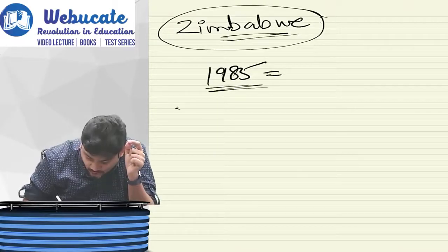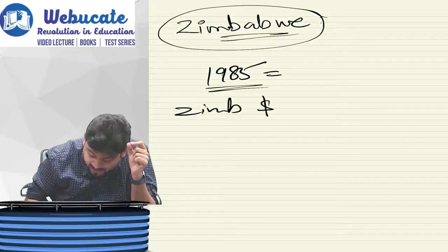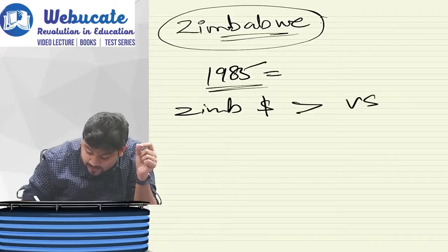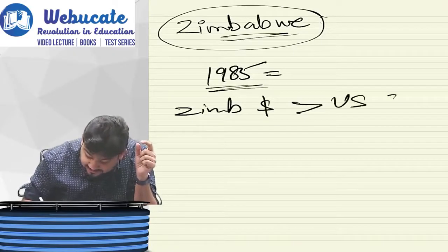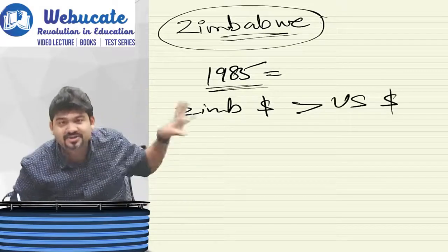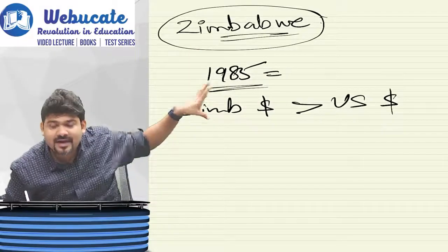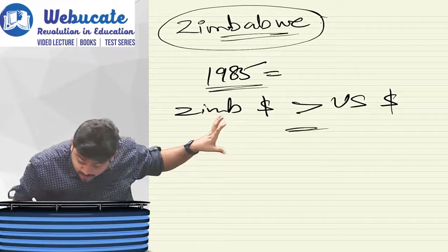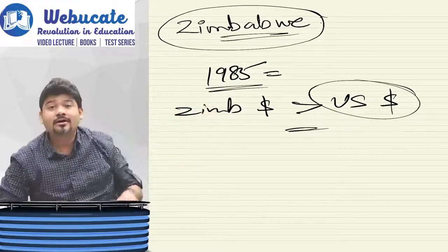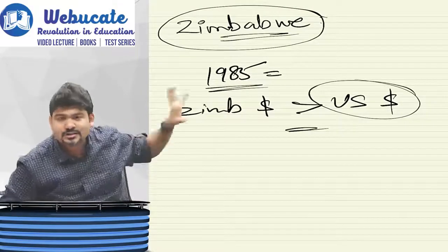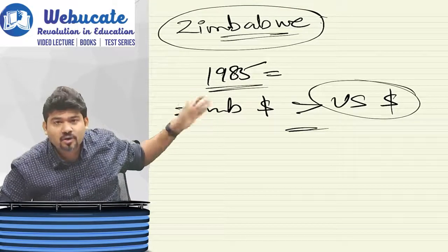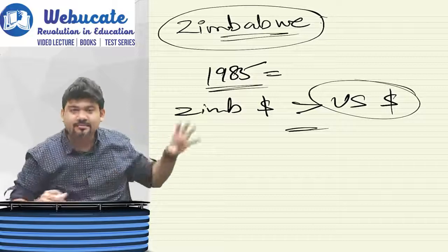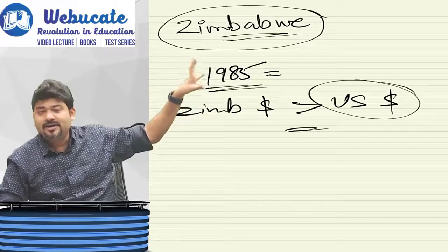In 1985, the Zimbabwe dollar was greater than the US dollar. Yes, they were a prosperous country in 1985 and their value was greater than even a US dollar. One of the most prosperous countries of Africa was Zimbabwe. It's a landlocked country, but it was prosperous at that point in time.